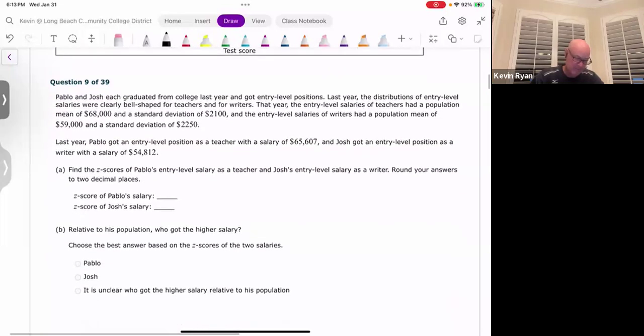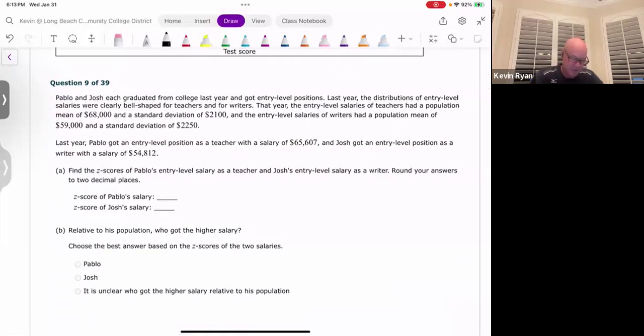All right. Pablo and Josh each graduated from college last year and got entry-level positions. Last year, the distributions of entry-level salaries were, okay, clearly bell-shaped. This is important. If it says skewed, then the answer automatically is it's unclear. That year, entry-level salaries of teachers had a population mean of $68,000 and a standard deviation of $2,100. And the entry-level salaries of writers had a population mean of $59,000 and a standard deviation of $2,250.